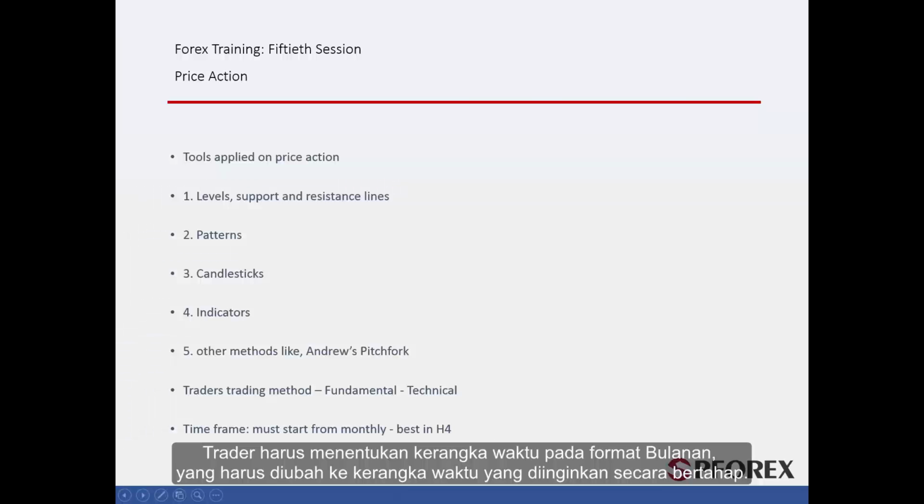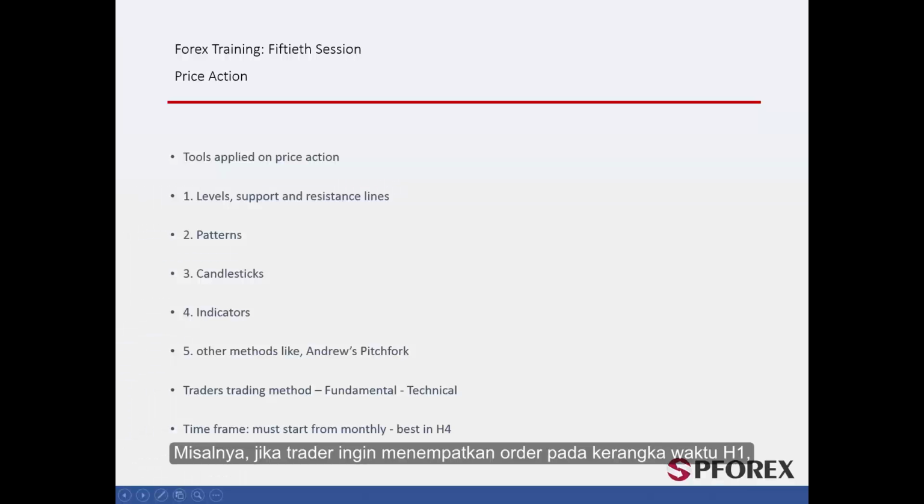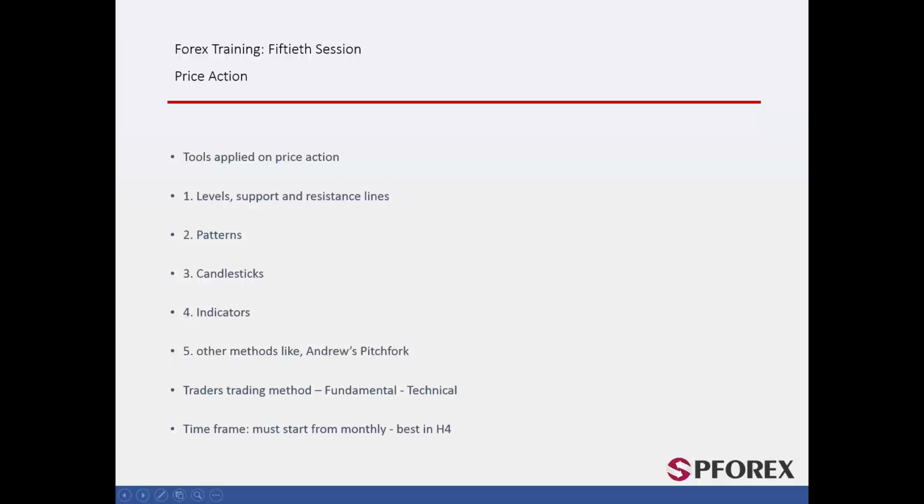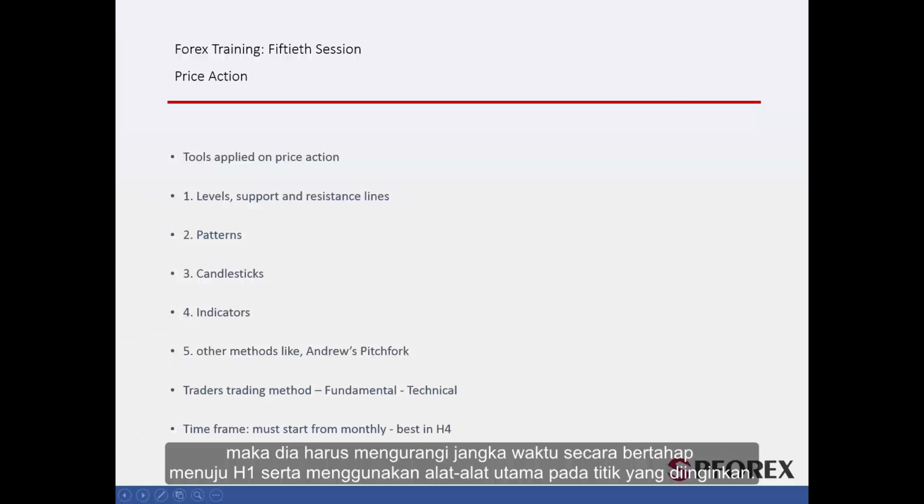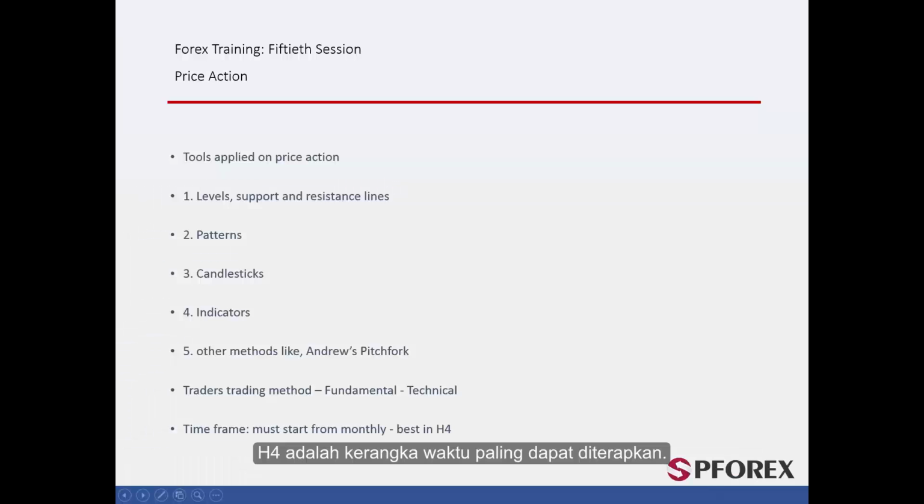Timeframes. Traders must set a time frame on a monthly format, which should be changed to a desired time frame step by step. On each time span, a trader must determine significant levels, support and resistance lines, patterns, candles, indicators, and strategies. For instance, if a trader wants to place an order on H1 time frame after changing the time frame to M1, then he or she must decrease the time span step by step towards H1, alongside utilizing major tools on the desired spot. H4 is the most applicable time frame used by professional traders.